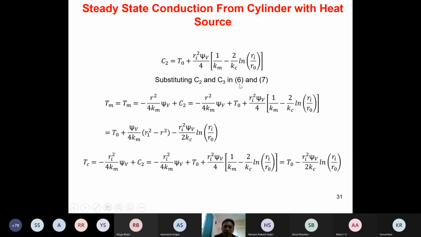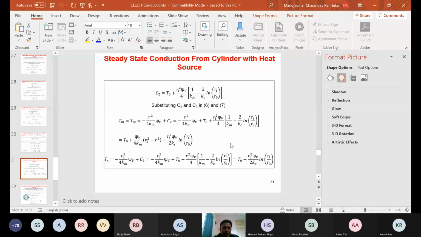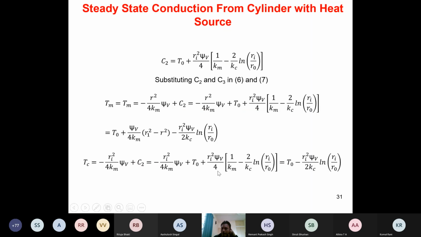So once we have obtained C2 and C3, we can put it in 6 and 7. So Tm is obtained as, remember this is the expression which we had, minus R square by 4 Km psi V plus C2. I can put C2 directly here. So by putting C2, what we get is the expression T naught plus psi V by 4 Km, Ri square minus R square. Sorry, this is Ri. This R instead of R1, this is Ri. Minus Ri square psi V divided by 2 Kc ln Ri by R naught. Okay.